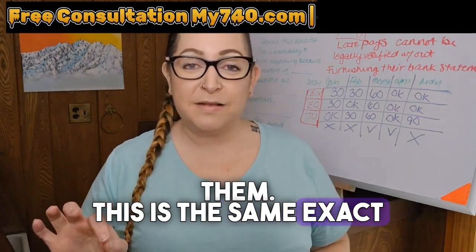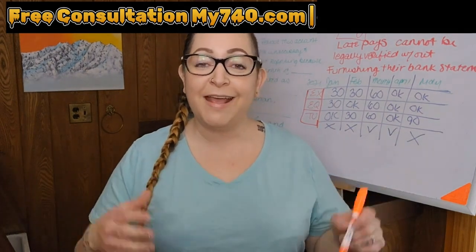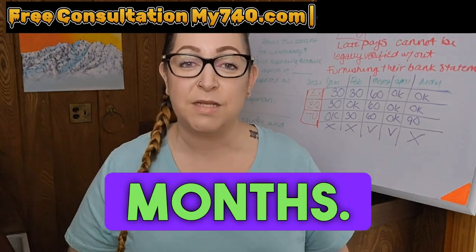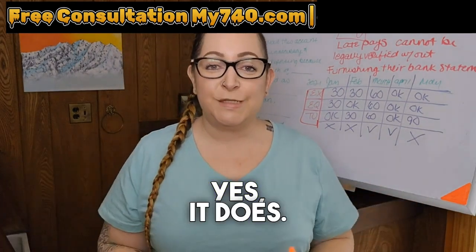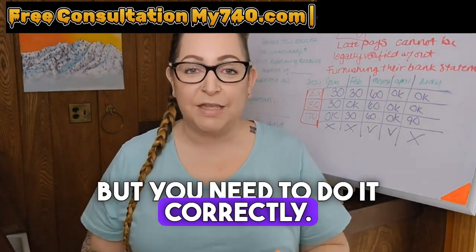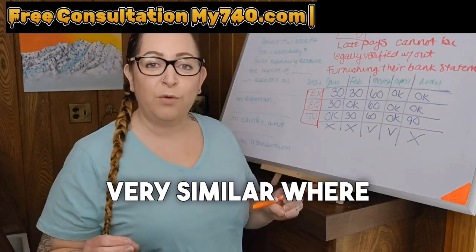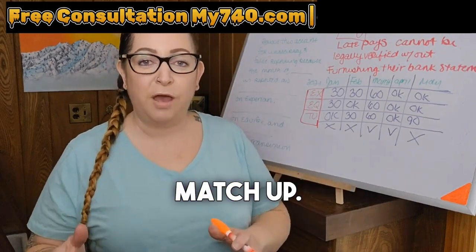This is the same exact process that I used on my husband's credit report, and I got him approved for over $1.5 million in less than 11 months. So does this work? Yes, it does, but you need to do it correctly. If you take a look at your credit report, you're probably going to see something very similar, where only a couple of the months match up, all right?